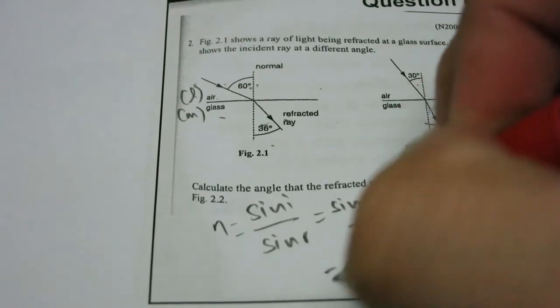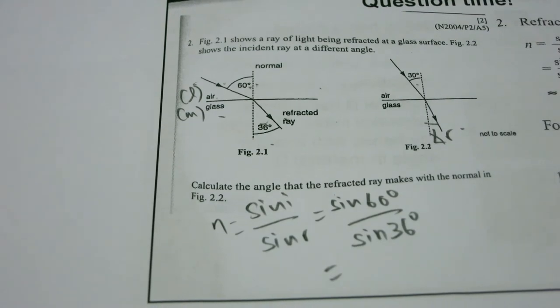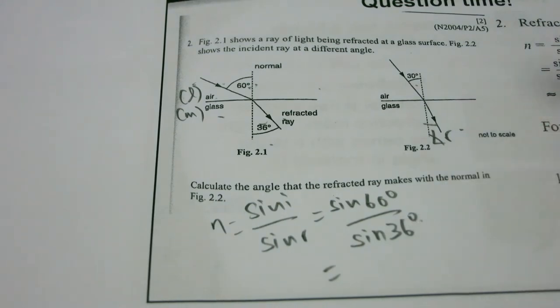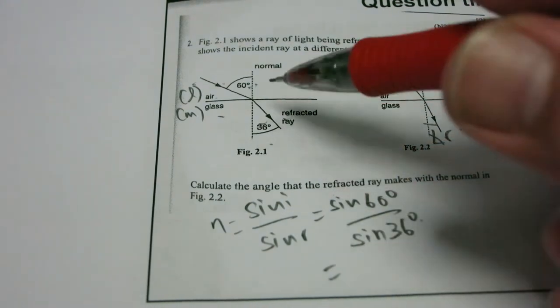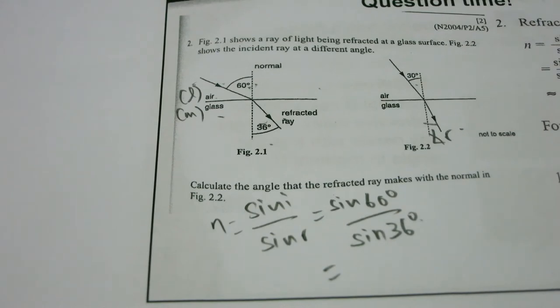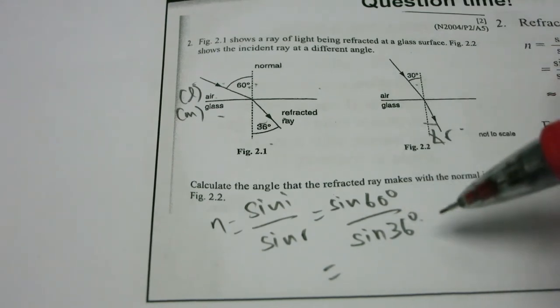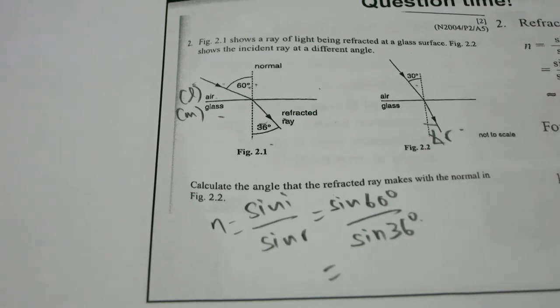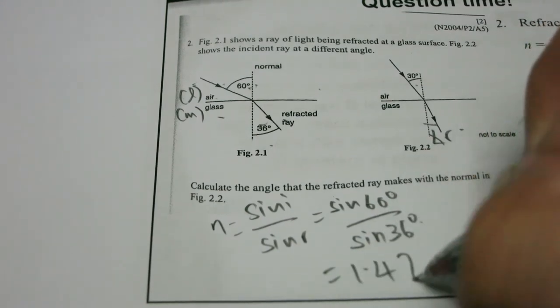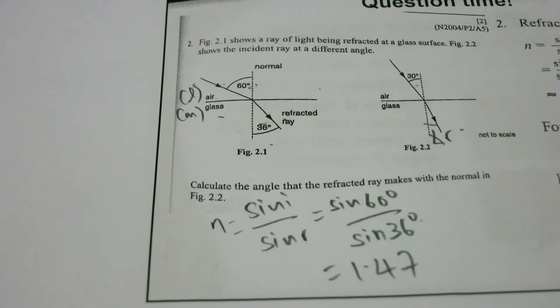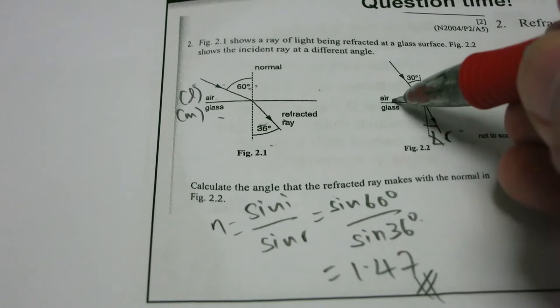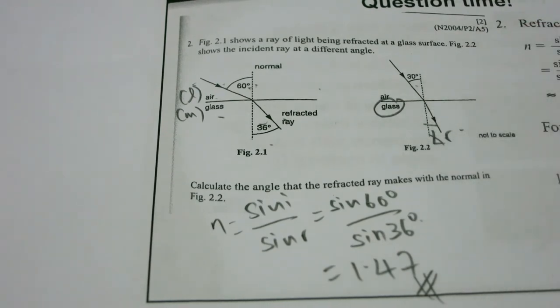Just be mindful, especially if you are doing A math, to change the mode of your calculator to degree mode instead of radian mode. I have quite a few students who say they made mistakes later on because they forgot to change the calculator back to degree mode from radian mode. When you do this calculation, you get a value of about 1.47. This is the refractive index, and refractive index has no units. So now I know the refractive index of the glass is 1.47.